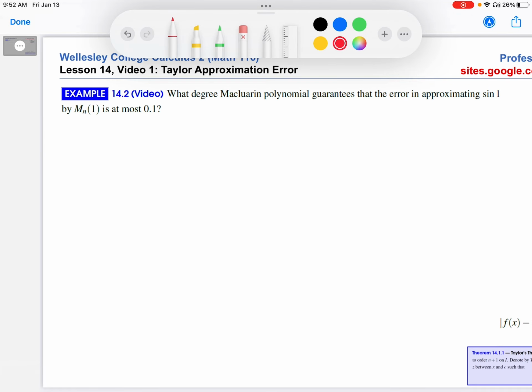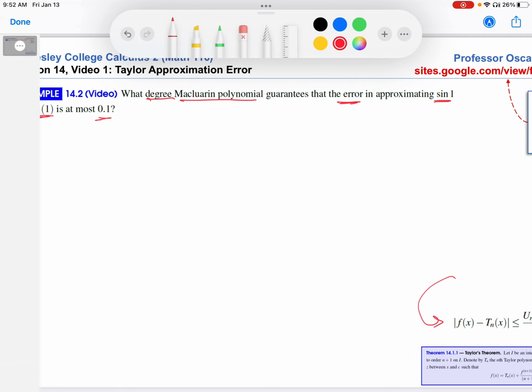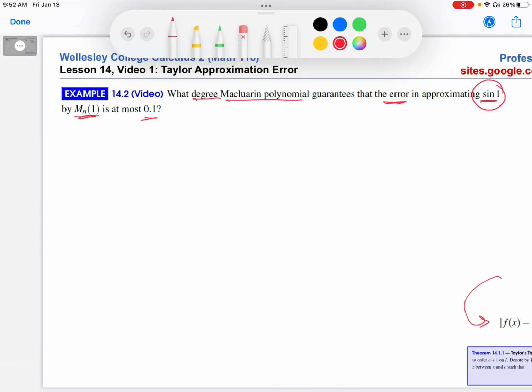So what does it say? It says, what degree Maclaurin polynomial guarantees that the error in approximating sine 1 by M_n of 1 is at most 0.1? Okay. So again, let's go back to this and write out this inequality. So here, sine of 1 is the f of x value at x equals 1, right? We're trying to approximate the output sine of 1. We're trying to approximate that by the nth degree Maclaurin polynomial of sine of x, the function here, at x equals 1. So that's M_n of 1.